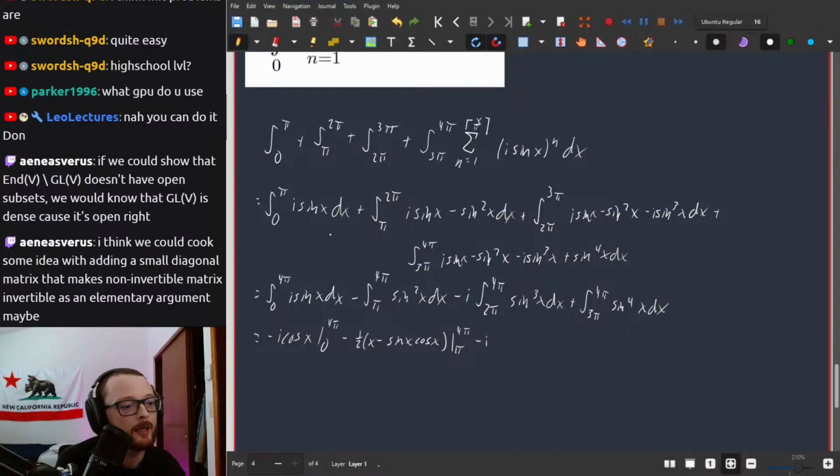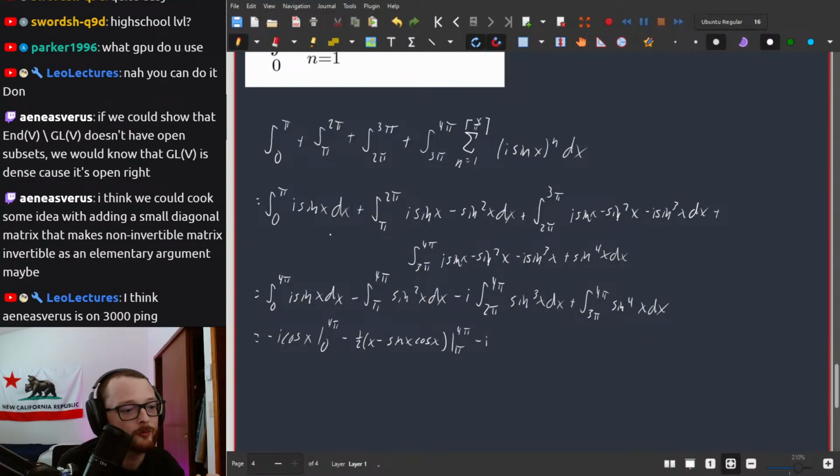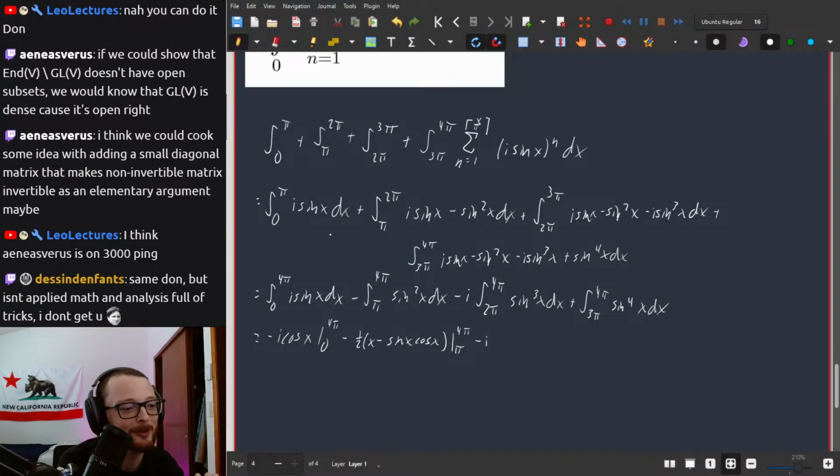If we could show that NV minus GLV doesn't have open subsets, we would know that GLV is dense because it's open. I have no clue. I think we could cook some idea with adding a small diagonal matrix makes a non-invertible matrix invertible. I couldn't tell you, Aeneas.